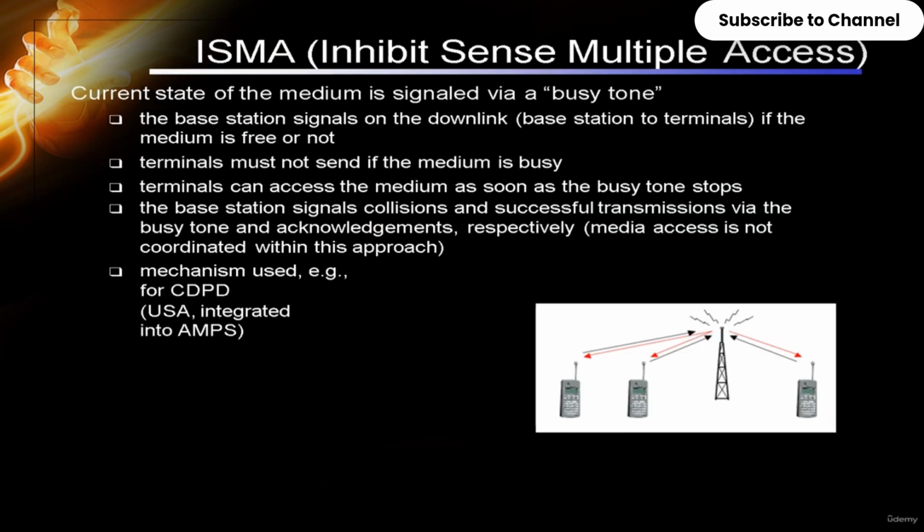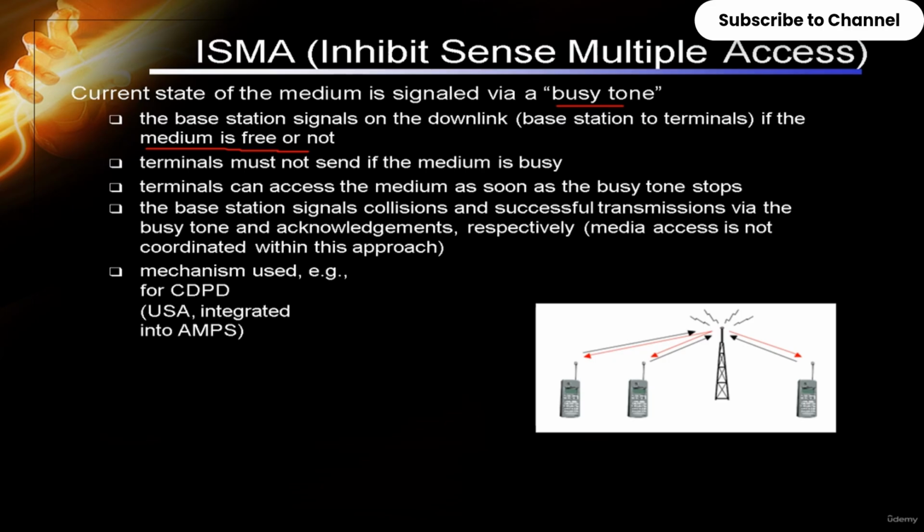Next is inhibit sense multiple access. In inhibit sense multiple access, the medium is signaled via a busy tone. The base station signals on the downlink, that is base station to terminal. So this is the base station and this is the terminal. The signal is sent from the base station to the terminal, checking whether the medium is free or not. The terminals must not send if the medium is busy.